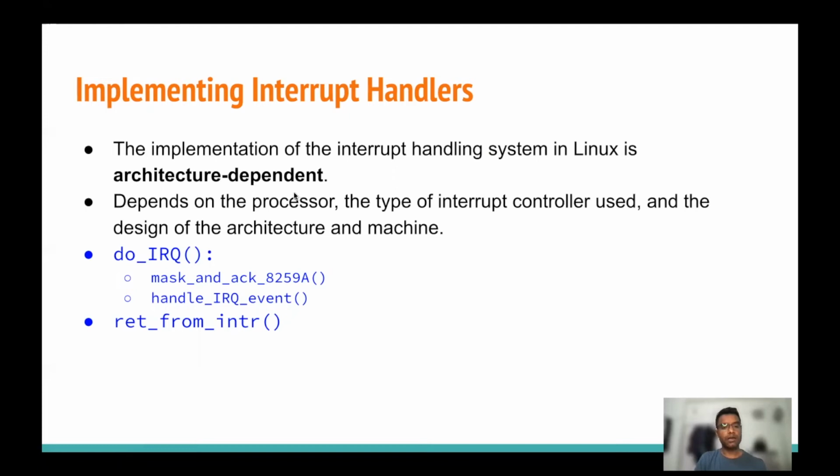Interrupt handling code is architecture dependent. It depends on the processor, the type of the interrupt controller, and the architecture of the machine. When we run an interrupt handler, it runs a function do_IRQ, and further it will run the mask and ack function. In this way, it will mask other interrupts from occurring, and it will acknowledge that I have received the interrupt, and then it will accordingly handle the interrupt.